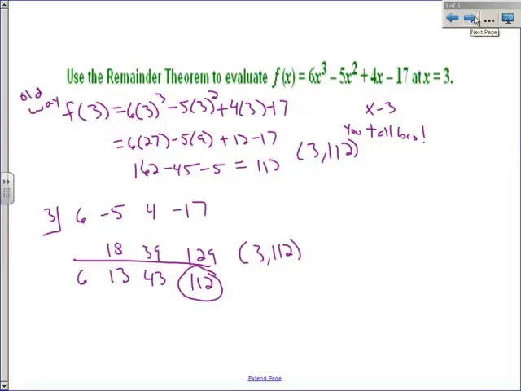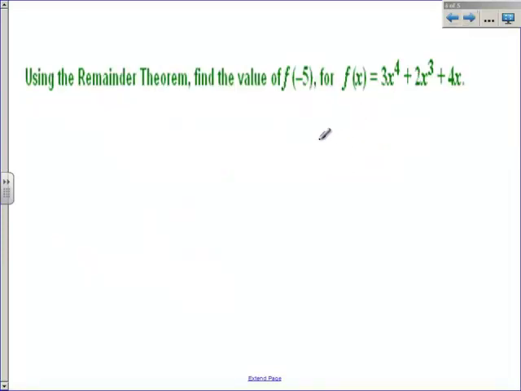All right, let's do another example here. Use the remainder theorem to find the value of f of negative 5. So we're going to do synthetic division here, put negative 5 in the box. Now this is not going in descending order. It goes to the 4th, to the 3rd. I'm missing the squared term, and I'm missing my constant term. So I'm going to do 3 for the x to the 4th, a 2 for the coefficient on x cubed. There's a 0 coefficient of x squared. There's a 4 on the x, and there's a 0 at the end for the constant term.